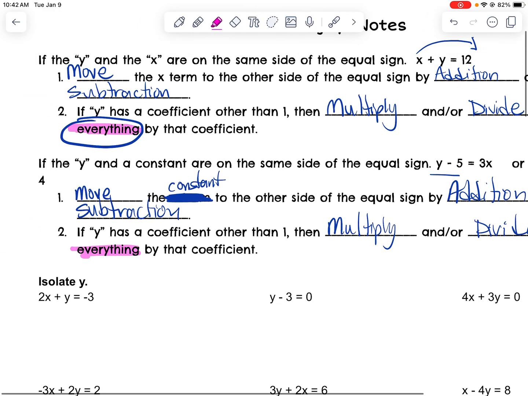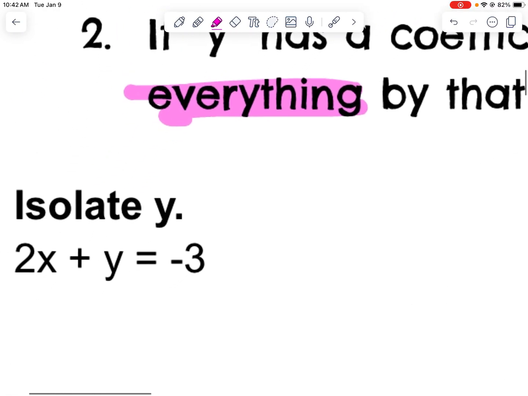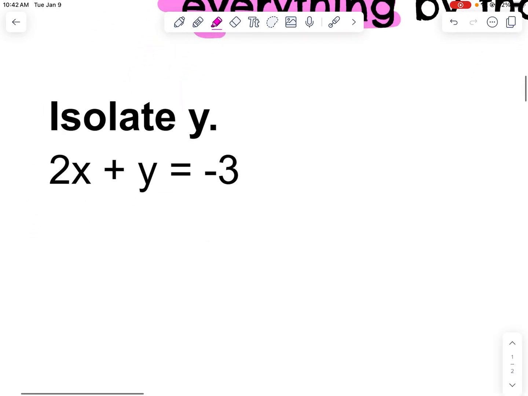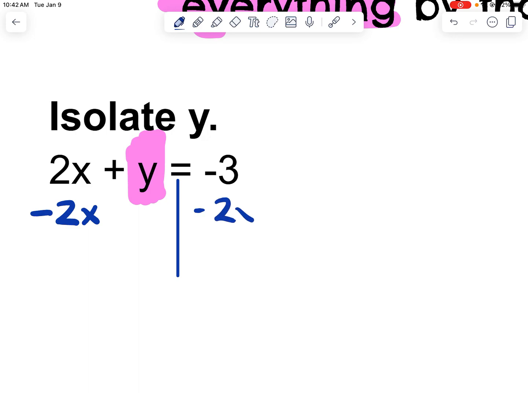Okay, so if I look here, this first one right here has the x and the y on the same side of the equal sign. I want y to be by itself. So that means that I am going to need to move the 2x to the other side of the equal sign by subtraction. Why did I pick subtraction? Because this is a positive 2x, and we need the opposite of a positive 2x, which is a negative 2x. So I'm going to subtract 2x on both sides. I'm going to bring the y straight down, the equal sign straight down.